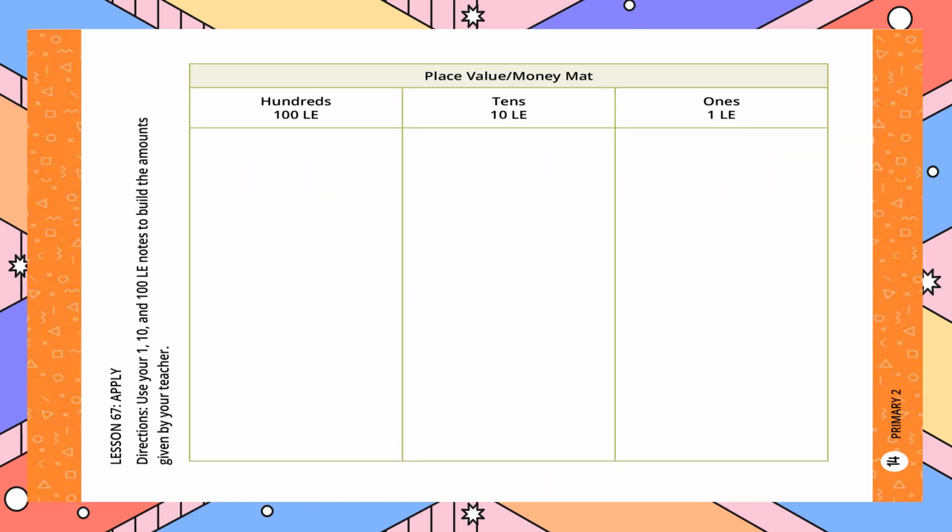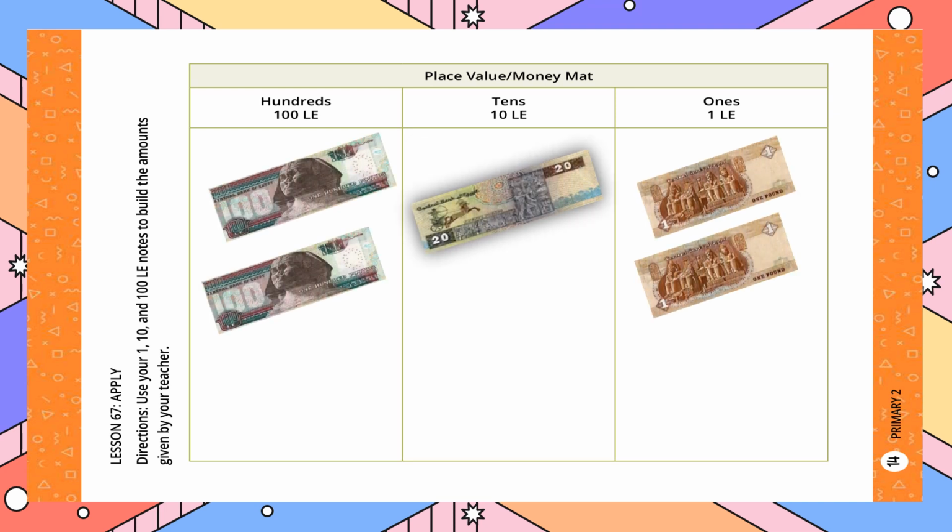Let's move to lesson 67. Here we have some banknotes and we want to add all together to find the total amount. In hundreds, we have 100 plus 100 equals 200 pounds. In tens, we have 20 pounds. So 200 plus 20 equals 220. In ones, we have 1 pound plus 1 pound equals 2 pounds. So 220 plus 2 equals 222 LE.